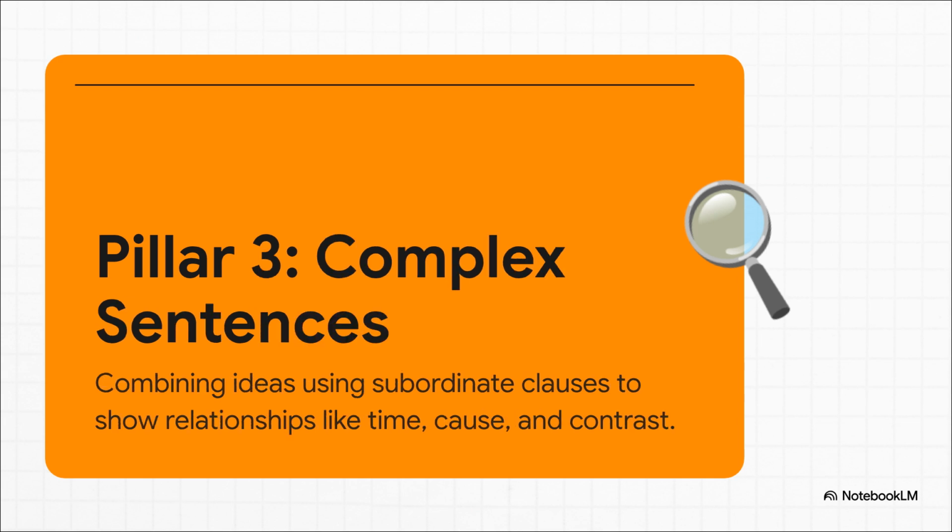And finally, the third, and maybe the most important pillar of all, complex sentences. Honestly, this is the glue that holds everything together. When you master things like subordinate clauses, you can connect ideas to show cause, effect, contrast. You're turning a list of simple statements into a powerful, logical argument.